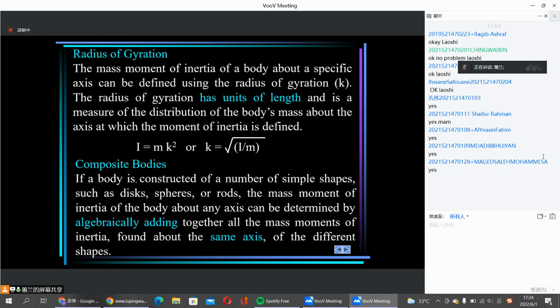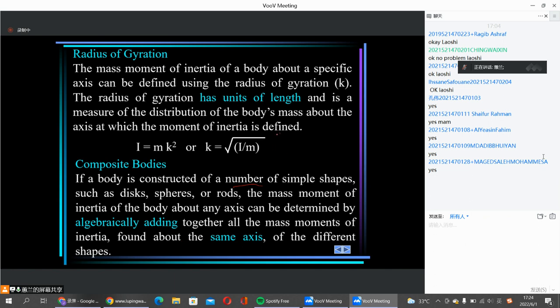Okay. If we have a number of simple shapes, just like discs, spheres, or rods, we just have a combination of these simple shapes. How to calculate the mass moment of inertia? Because the mass moment of inertia is a scalar, for composite bodies, the mass moment of inertia of the body about any axis is just the sum of all the mass moments of inertia.